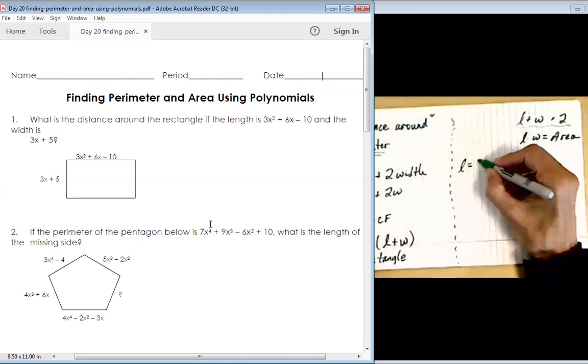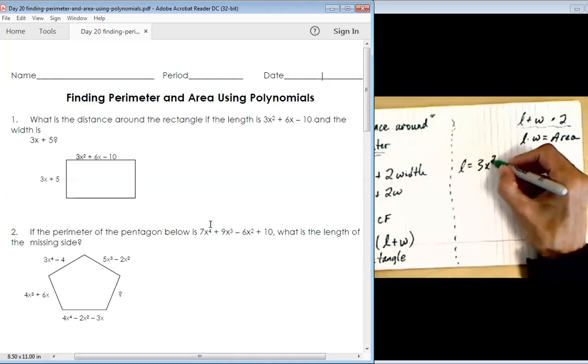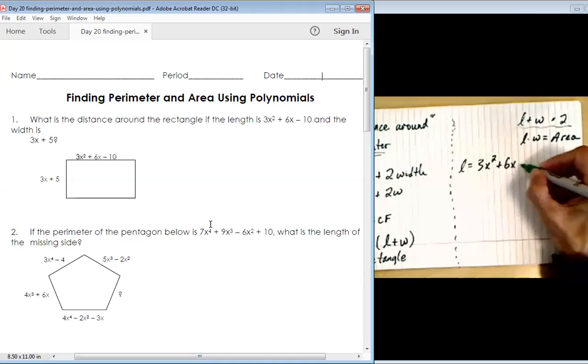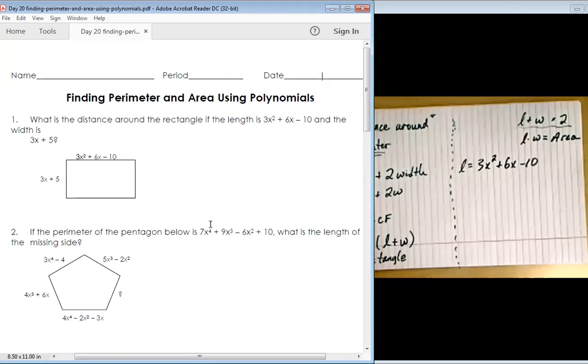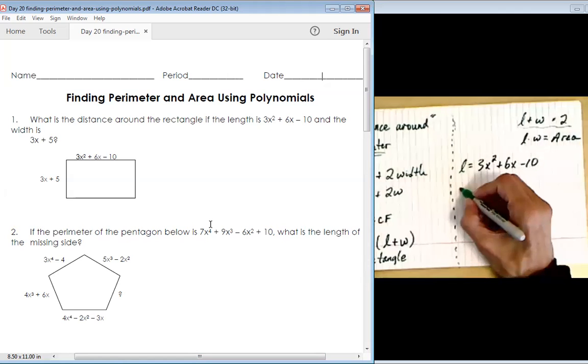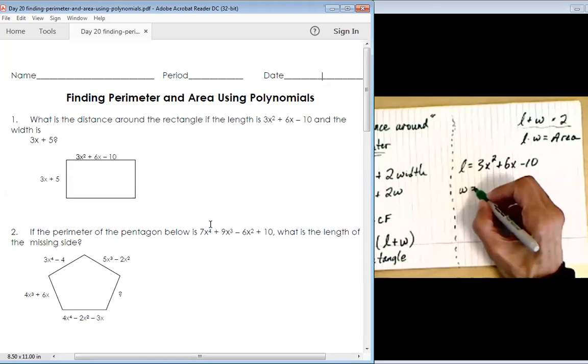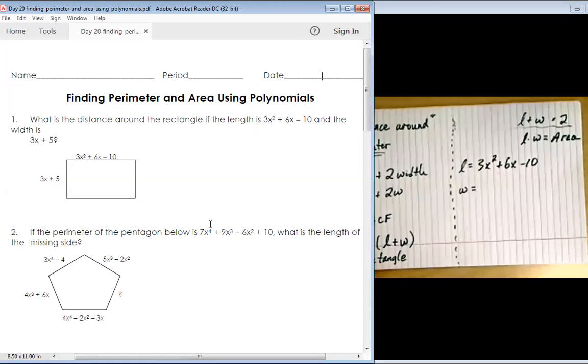Yeah. 3x squared plus 6x minus 10, right? Given in the phrase, given in the sentence, as well as on the picture there. The width, that's the other thing we need. What is that? Wow, perfect there. 3x plus 5.